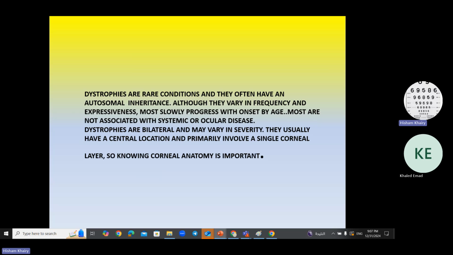Most dystrophies slowly progress with onset by age. Most are not associated with systemic or ocular disease. Dystrophies usually are bilateral and may vary in severity. They usually have a central location and primarily involve a single corneal layer.